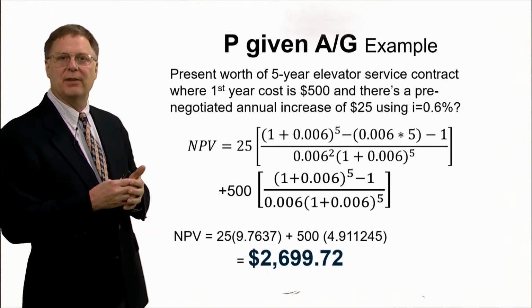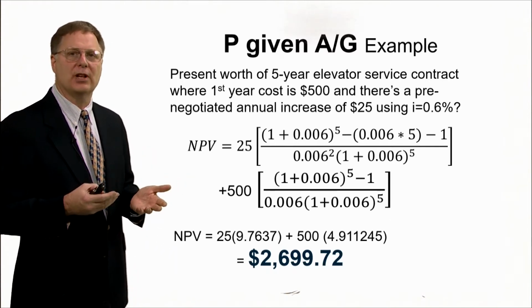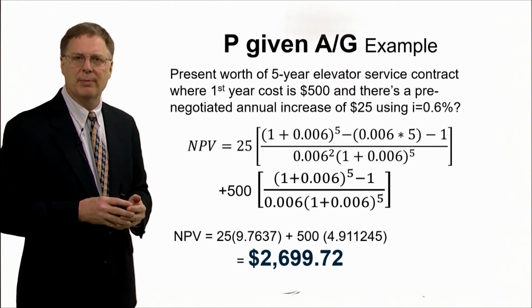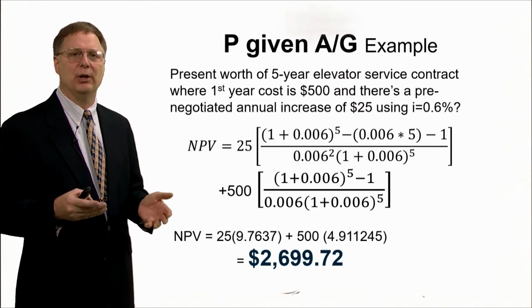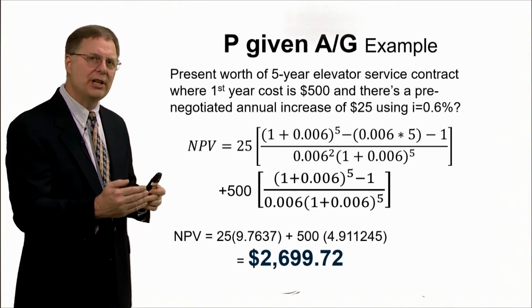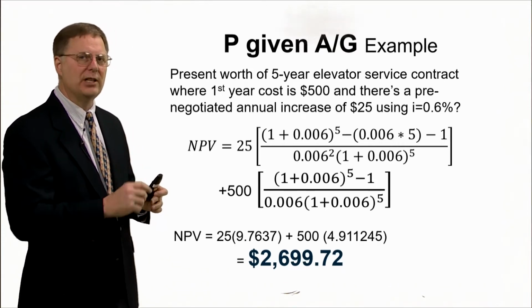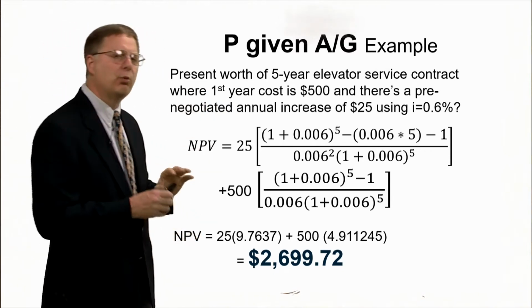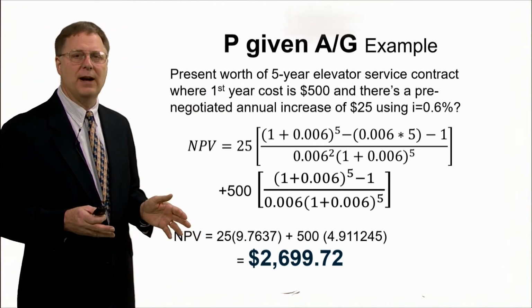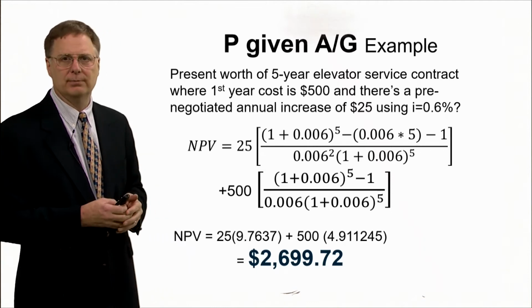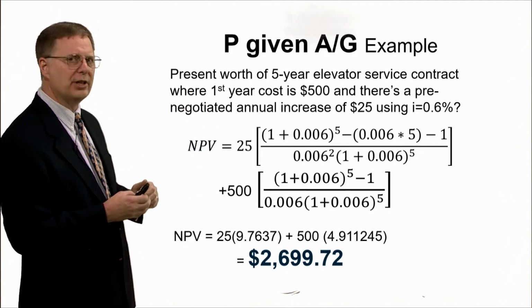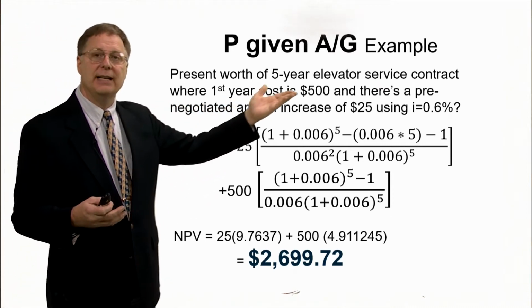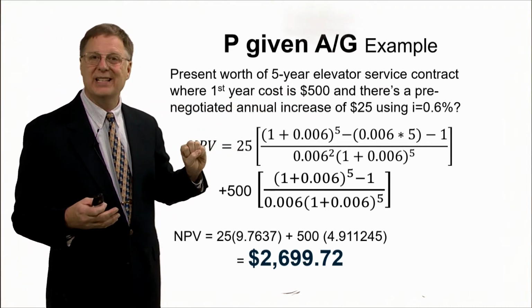Now, let's give you an example. You've got an elevator service contract, and a service contract is the classic example of an arithmetic gradient because normally they are built when you have multiple option years for a set increase each of those option years. The first year's cost is $500, and there's a pre-negotiated increase of $25 every year thereafter. So you have 5 years that you're planning to have this contract. 5 years gives you an interest rate of 0.6%.